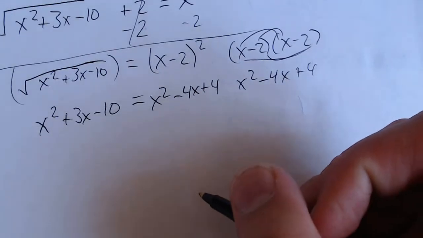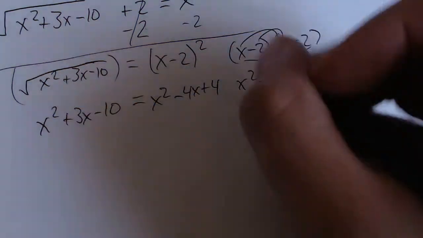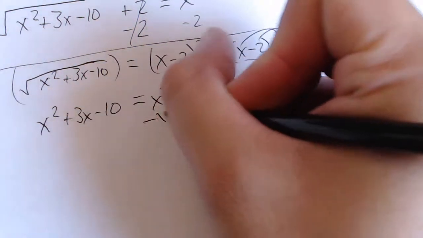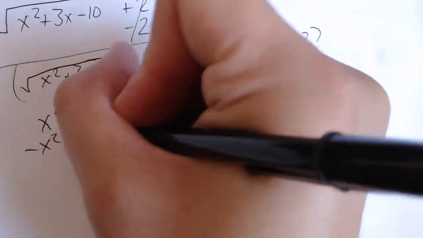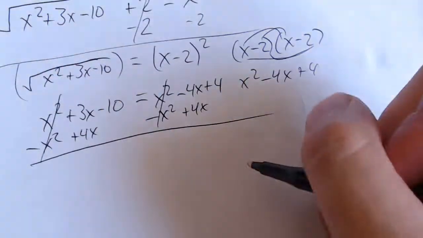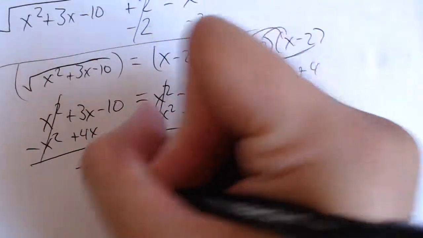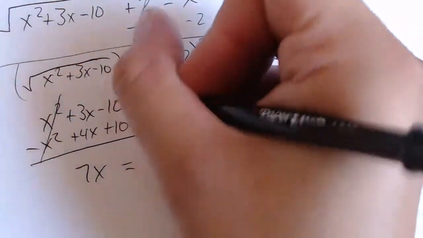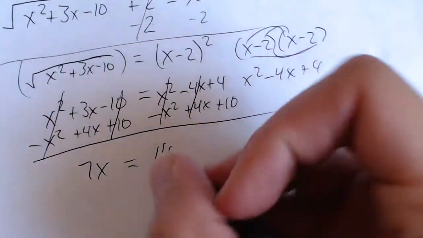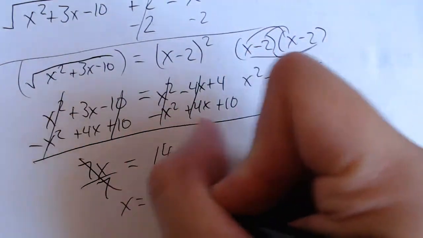From here we're just going to get all of our x's on one side. And what that will do is cancel out this x squared. So if we subtract x squared from each side, and then we add 4x to each side, these x's will cancel and these x's will cancel. We get 7x. We'll go ahead and add the 10 to each side to move that to the other side. That cancels, and that becomes 14. So then we get 7x equals 14, divide by 7, and then x equals 2.